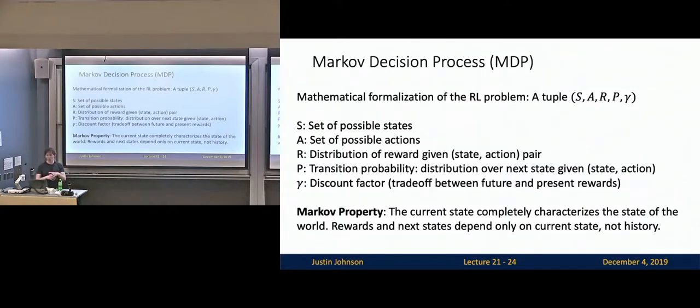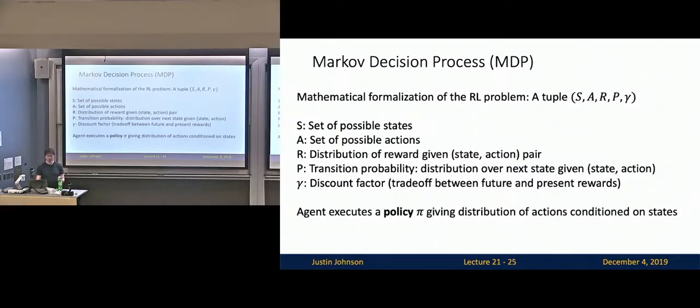So in particular, what state we get to next does not depend on the full history of states that we have seen up to this point. It only depends on the immediate previous state. And that property is called the Markovian property of a Markov decision process. And that makes all the math a lot easier to deal with.